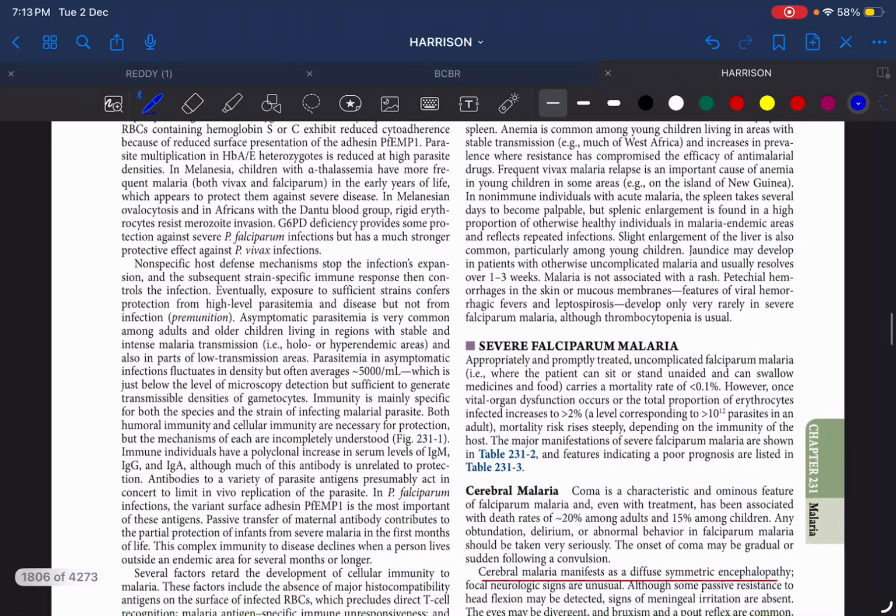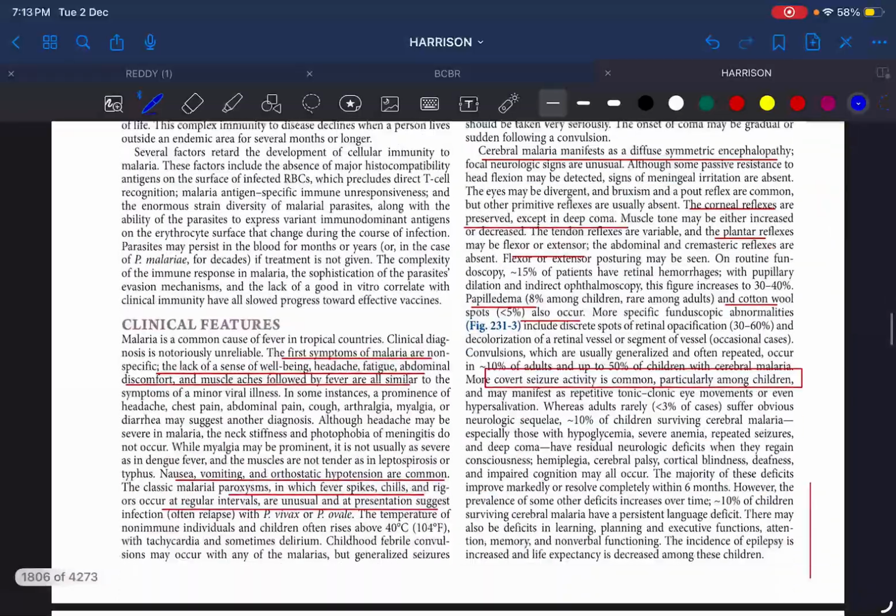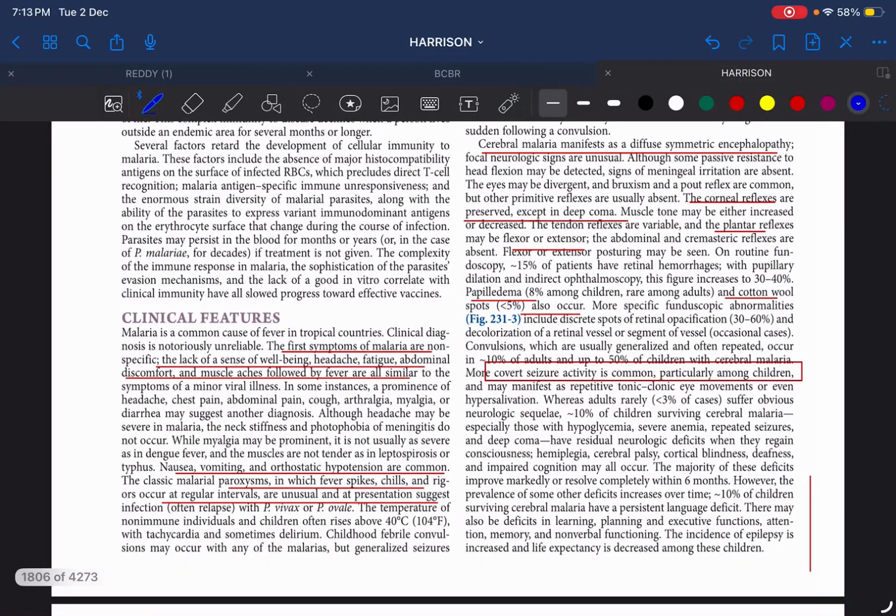Once that is done, let us see the clinical features. The first symptoms will be non-specific: headache, fatigue, abdominal discomfort, muscle aches followed by fever, like a minor viral illness. Sometimes nausea, vomiting and orthostatic hypotension are also common. But the so-called classic malarial paroxysms, which include fever spikes, chills and rigor occurring at regular intervals, are actually very, very rare to find in practical life.